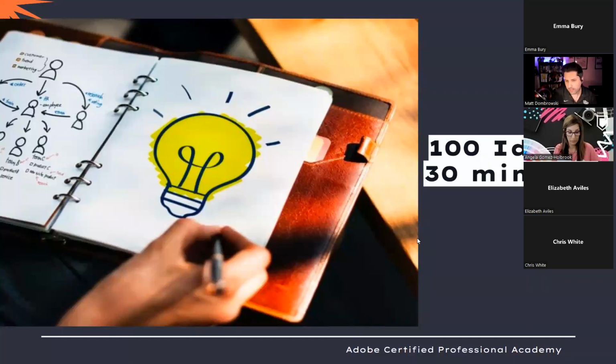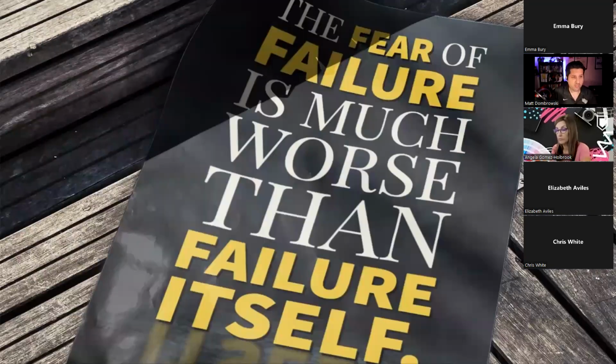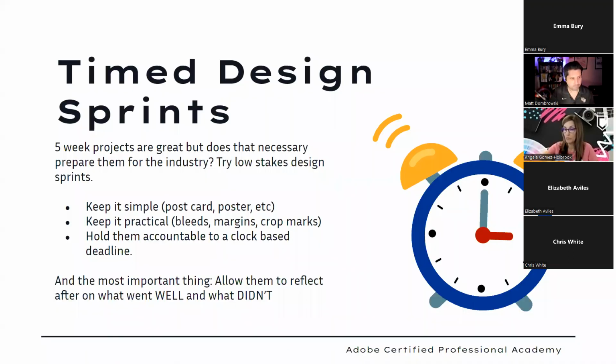So absolutely. So ideation we spoke about. Failure, honestly, the fear of failure is much worse than failure itself, bottom line. And once your students learn that, don't give them two projects for the whole semester and say, well, it's 50% each. That's a pretty bad safety net to have, but you'll be able to help each other out.